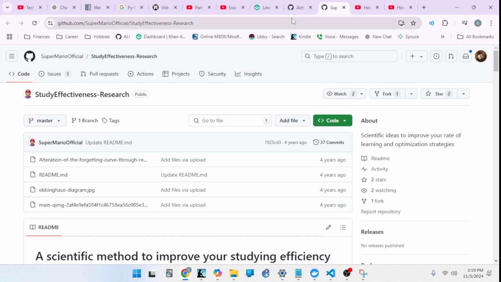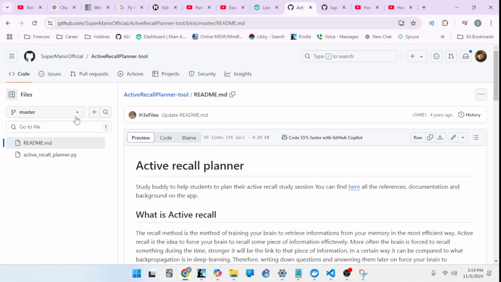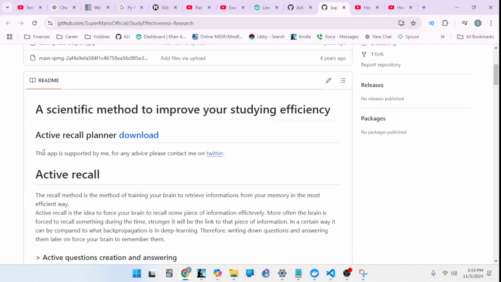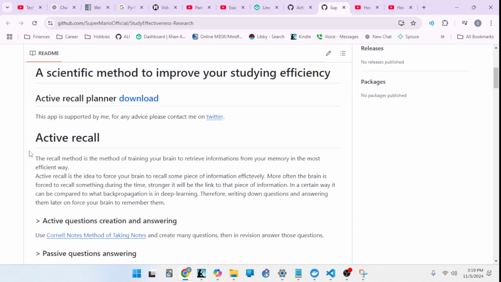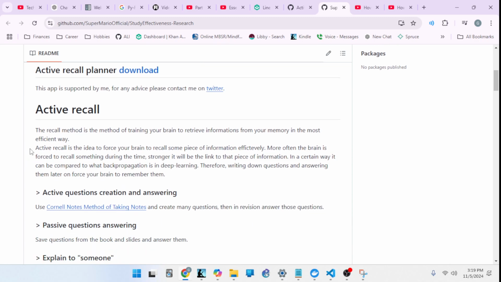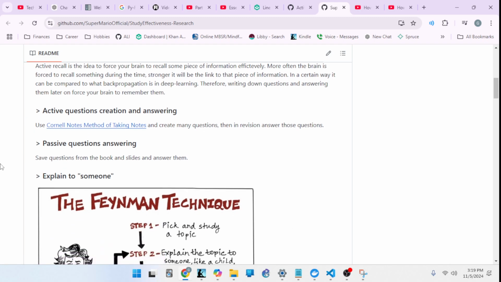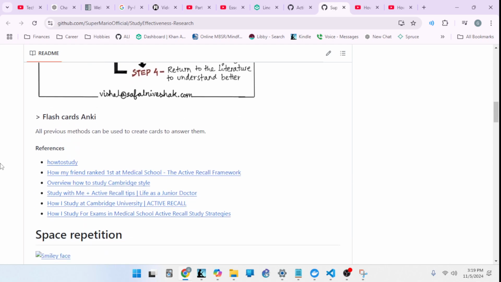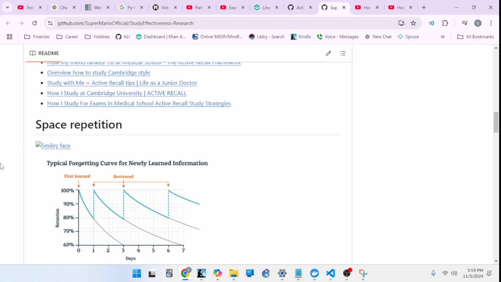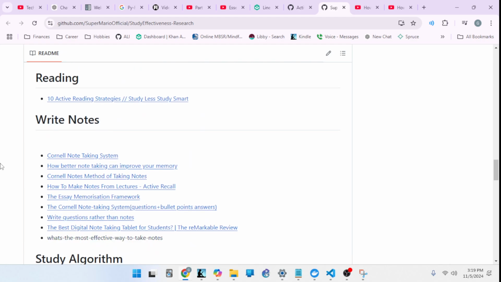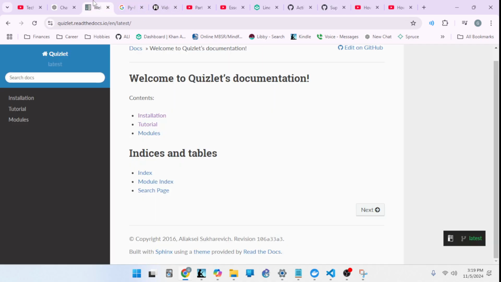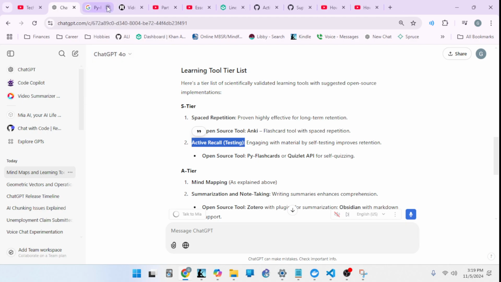Oh, and looks like we got another one here. So we've got active recall planner. Okay, so these are good ones. I like it. All right, and then what else we got?